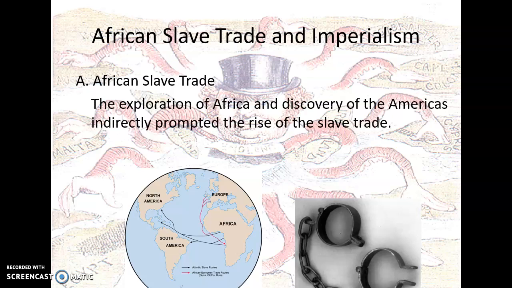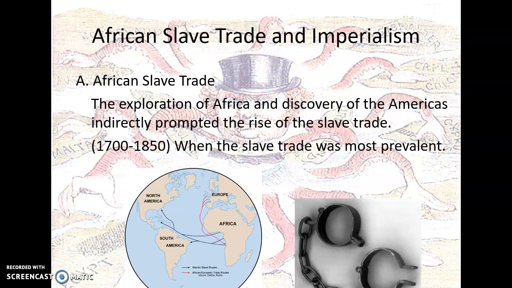The exploration of Africa and discovery of the Americas indirectly prompted the rise of the slave trade. In 1441, Portugal began this by bringing a few Africans to Europe. But black slavery did not become common until the Spanish began to purchase them in large numbers. The Native Americans could not handle the strenuous work of the plantation life, so the Spanish began purchasing Africans instead.